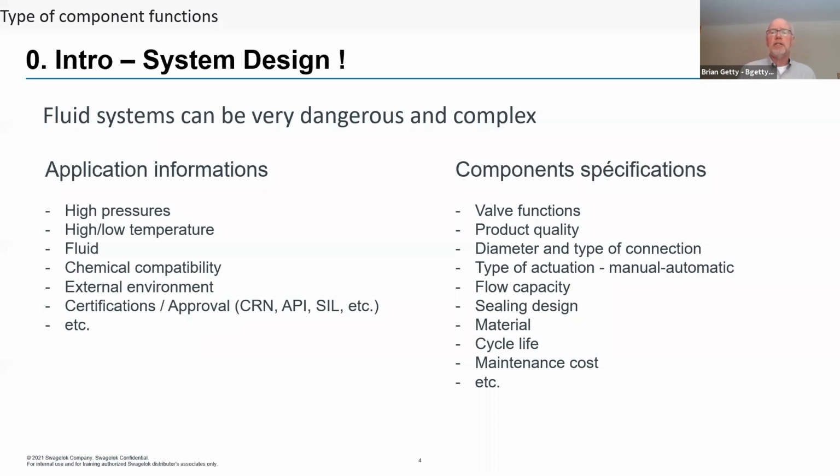Your component specifications: your valve functions, product quality. What kind of quality are you looking for? What kind of quality do you need to have? Your different diameters, your sizing, type of actuation. Extremely important. Is this a valve that's installed 30 feet in the air and it's a manual valve? Well, you can't get to that valve to turn it on and off, so you may need to look at specific actuation. Your different flow capacities, your sealing designs, your seals, different types and different materials of seals that we can find on the inside of our valves.